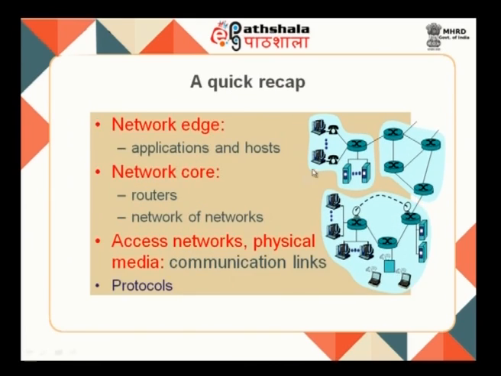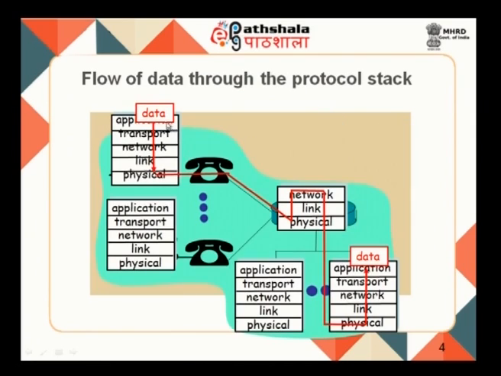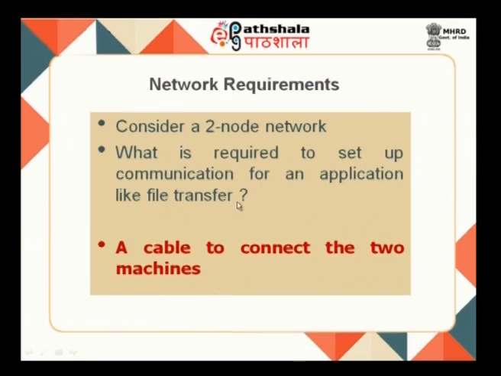What are the different factors which would have to be considered to understand the performance of a network? So, a quick recap of what we had seen in the previous lecture. We talked about the network edge, network core and access networks. Applications and hosts constitute the network edge, a network of routers is your network core, and we have different communication links, and then we talked about protocols. Remember that data will flow through each layer, physically down to the physical layer and then through the physical links, and everywhere it goes through the various layers before it reaches the other end.